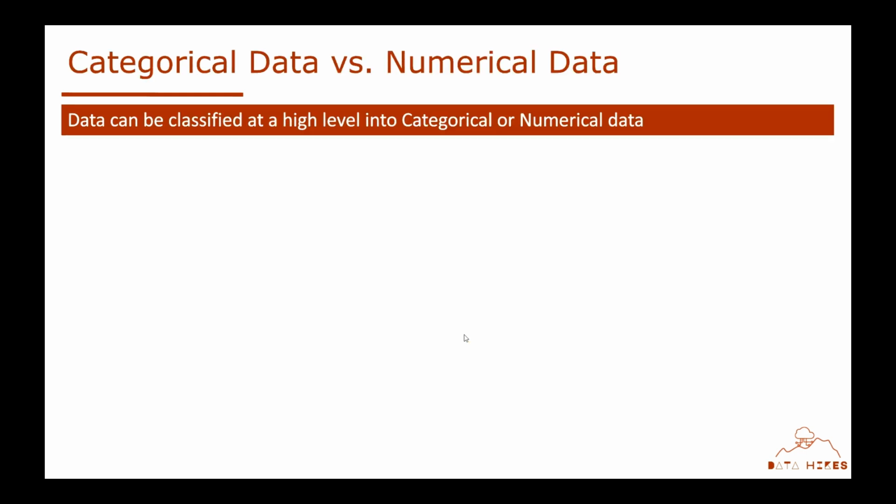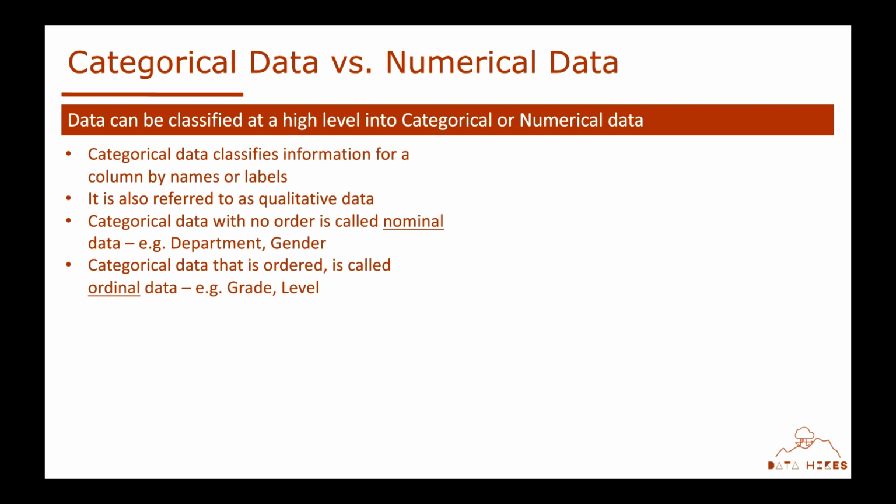The next thing we'll be looking at is categorical data versus numerical data. This is basically the high-level classification of data. Categorical data classifies information for a column by names or labels. So if you look at a column and you mostly see some kinds of names or some kinds of classifiers in it, it is categorical data. We'll see exactly how we identify categorical versus numerical data as we move on.